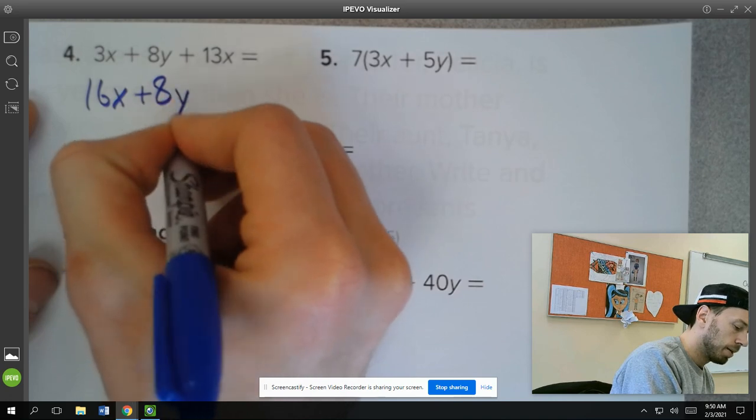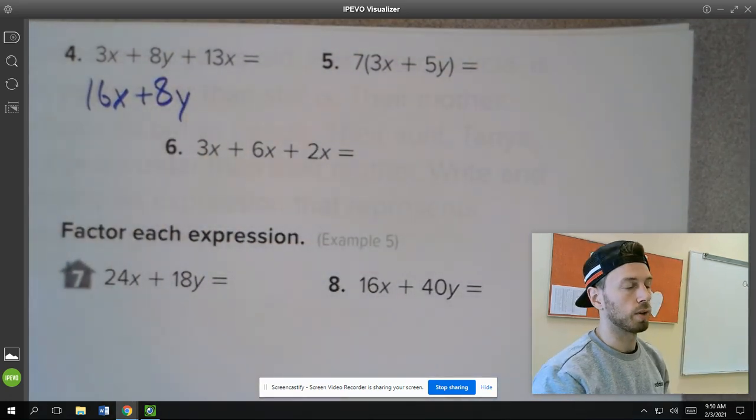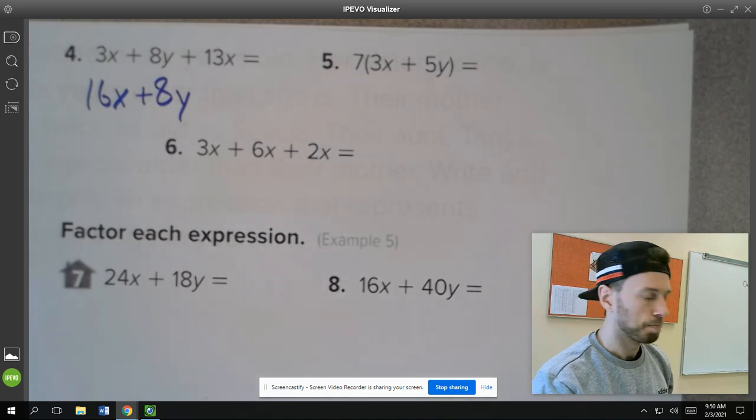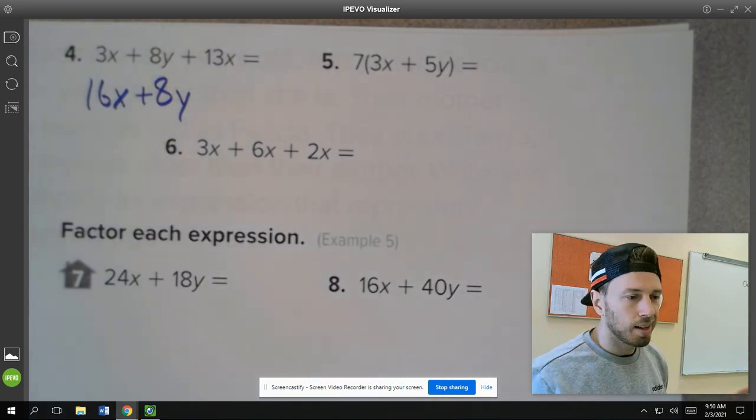But we cannot combine it with the 8y's, right? The 8y. We cannot combine those. We could just write this as 16x plus 8y. Some of you might ask, well, can it be the other way around? Yeah, that's okay.